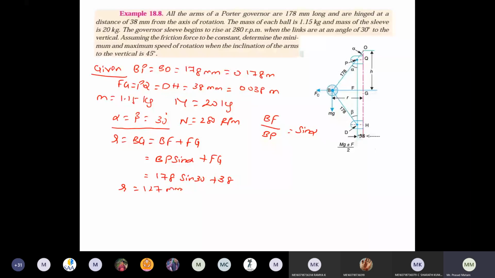Next, what to find out after R? The height of the governor. Can anyone find the height of the governor? Height of the governor is nothing but OG. How to find the height of the governor? Give the equation. Someone answered 124.7, which is wrong. Do it again.